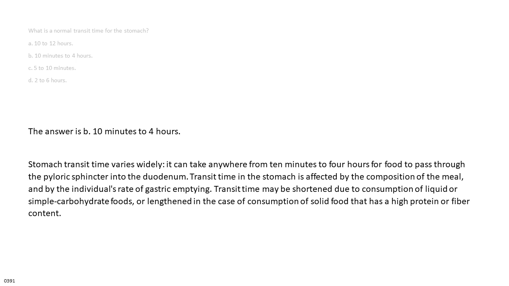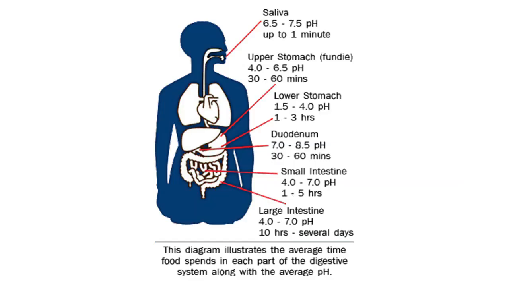Stomach transit time varies widely. It can take anywhere from 10 minutes to 4 hours for food to pass through the pyloric sphincter into the duodenum. Transit time in the stomach is affected by the composition of the meal, and by the individual's rate of gastric emptying. Transit time may be shortened due to consumption of liquid or simple carbohydrate foods, or lengthened in the case of consumption of solid food that has a high protein or fiber content.